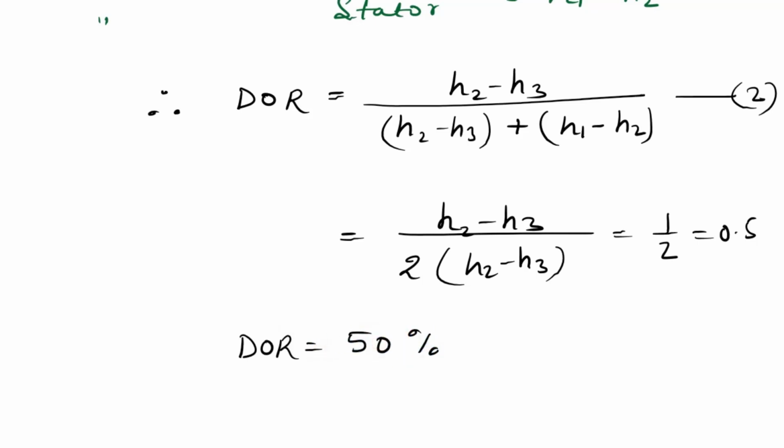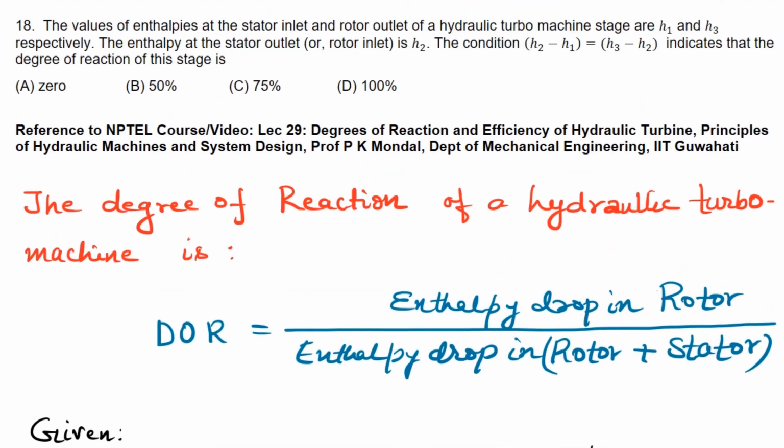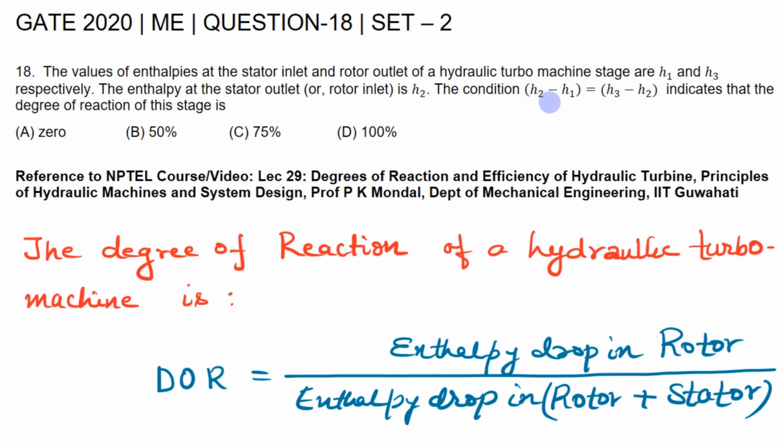Now let's go back to the problem and choose the correct option. So the condition H2 minus H1 is equal to H3 minus H2 indicates that the degree of reaction of this stage is option B, 50%.